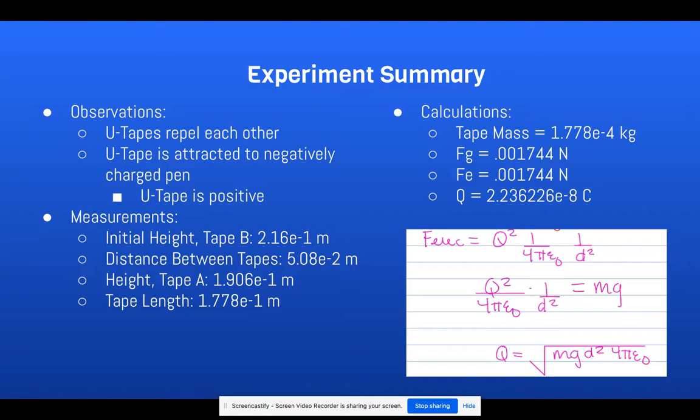So here's a quick recap about the experiment. I observed different interactions involving the U-tapes. Two U-tapes repel each other. A U-tape is attracted to a negatively charged pin, which means that the U-tape is positively charged. Here are my measurements from Lab 1, which I used to help me in my calculations of the charge of the tape modeled as a point charge. Since F net is 0, I set Fe equal to Fg and solved for Q and plugged in my data.